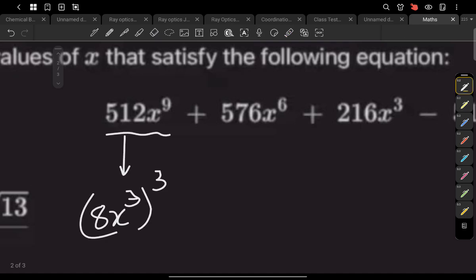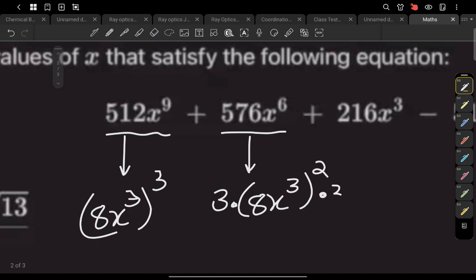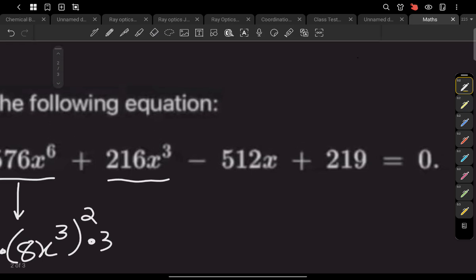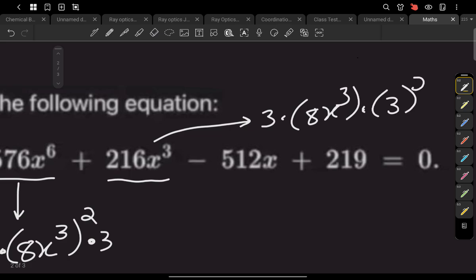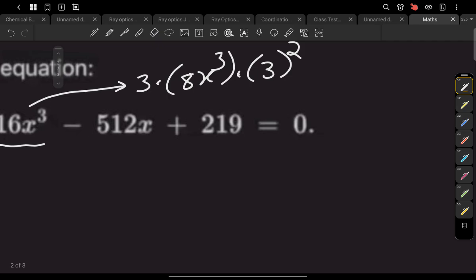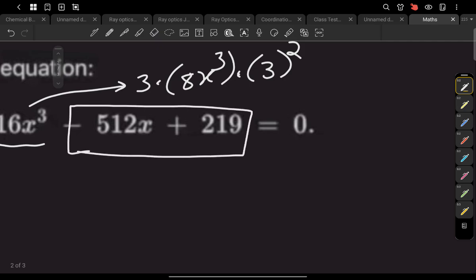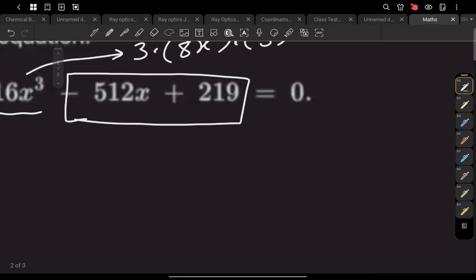So this can be written like this, and this 576x cube can be written as 3 multiplied by 8x to the power 3 to the power 2 multiplied by 3, and this 216x cube can be written as 3 multiplied by 8x cube multiplied by 3 to the power 2. Now we will take this term as 1 and we will put 512x aside for a while, and now we will straight jump to 219, and what we will do is we will try to break it into two pieces.